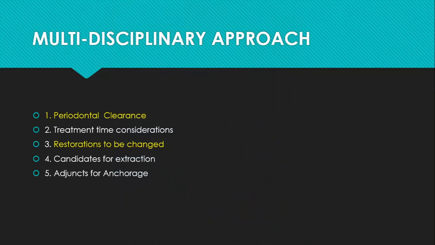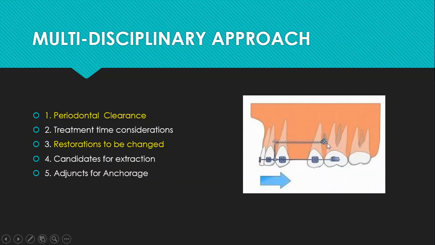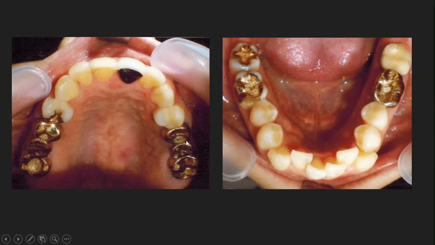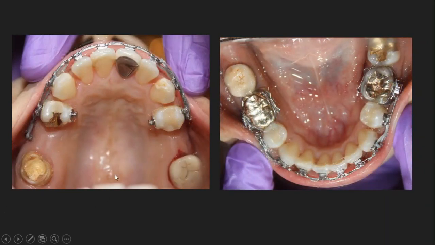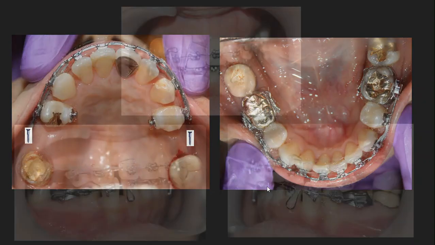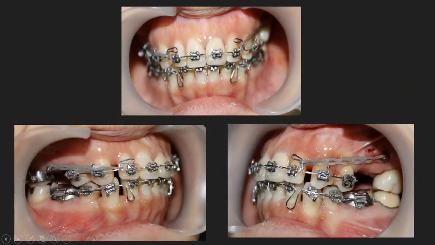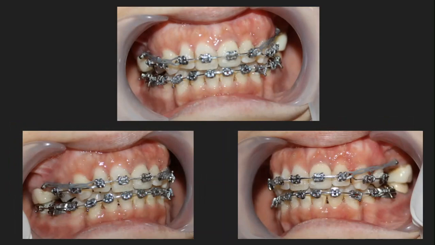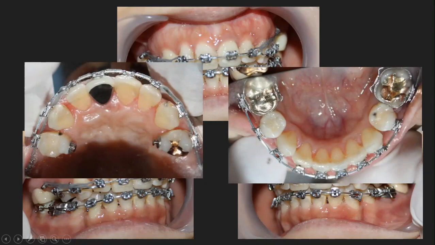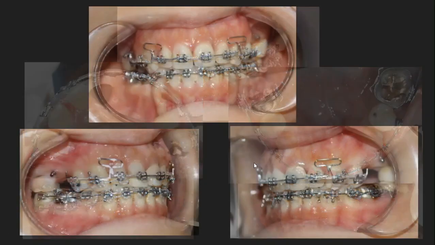So we do the clearance first for periodontal, get the periodontal clearance, restorations will be changed, and we use TADs to retract the anterior component. So these restorations will have to be removed over here. So as you can see, our molars have no capacity to serve as good anchor units, so we put a couple of TADs to serve as our anchor, and this will be the one to retract the teeth after we extracted the first bicuspids, and then we retract the teeth with the mini screws serving as the anchor, aligning the teeth normally at a normal pace for the lower arch.